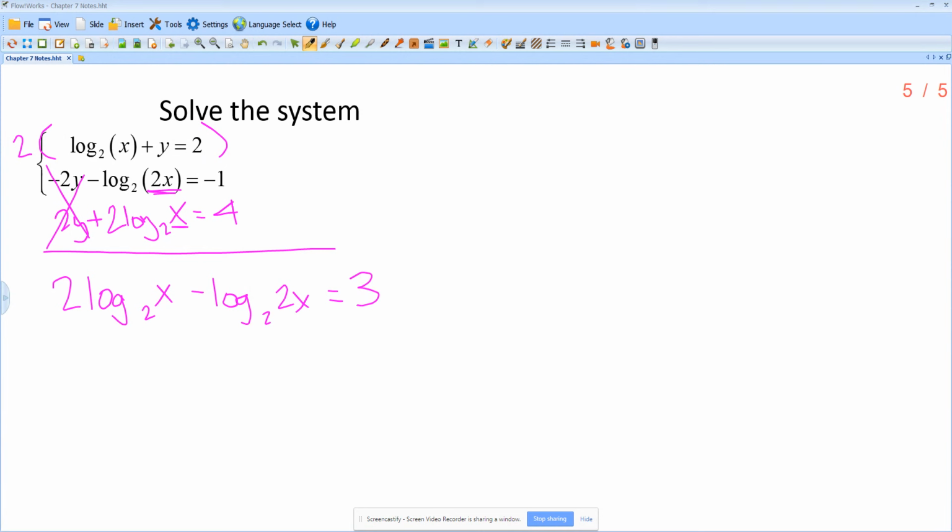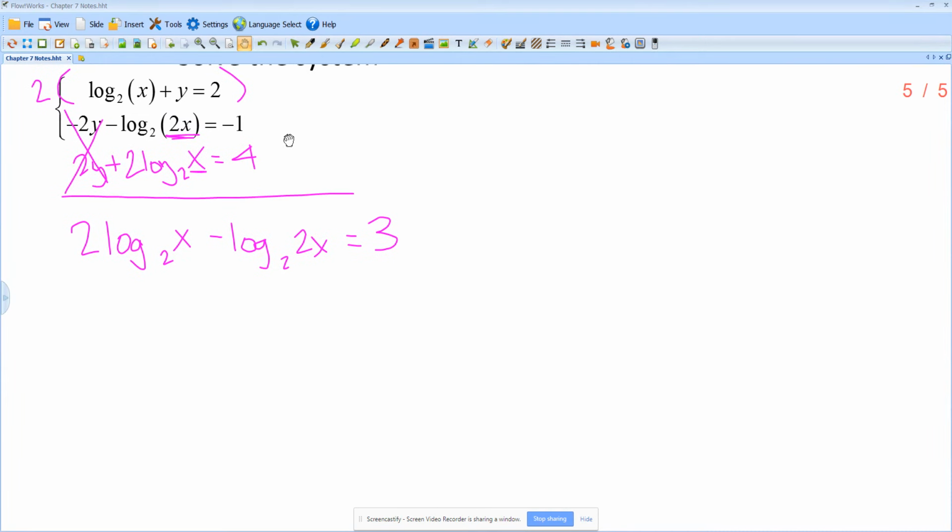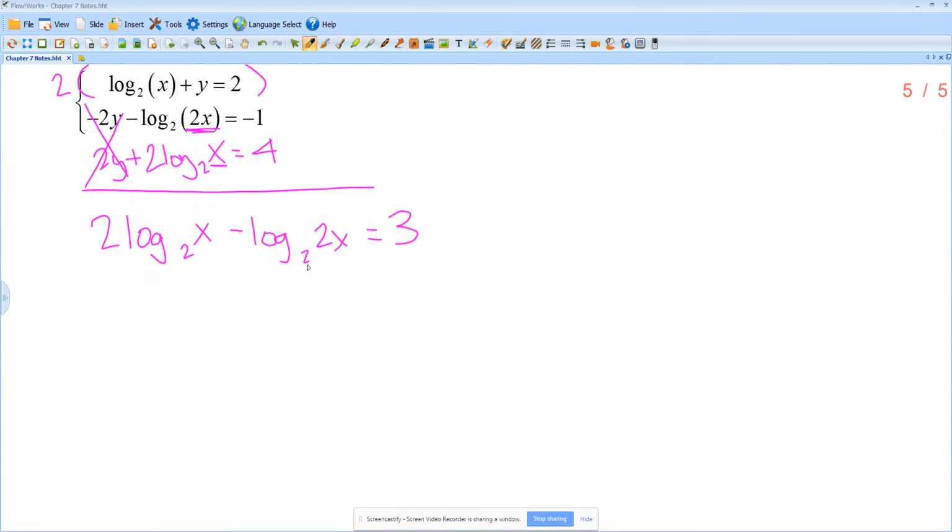And now you might be thinking, well, what am I going to do from there? Now we have to use some of our properties. I know that's crazy. Again, we're asking you to remember something. It's been a long time. One of our properties of logarithms was that multiplication inside an argument could be split. So this becomes 2 log base 2 of x minus, and multiplication can be split as addition, so this becomes log base 2 of 2 plus log base 2 of x.